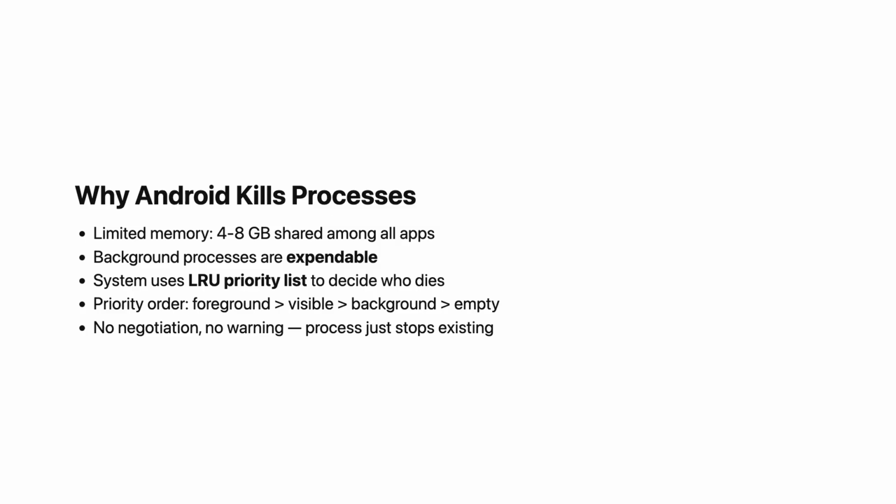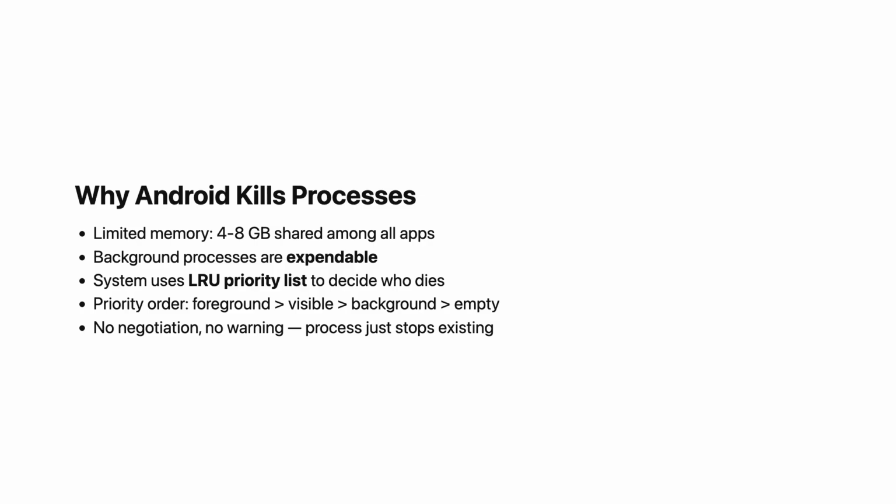The system decides which processes to kill based on priority. Foreground apps, the one the user is looking at, have the highest priority and are killed last. Visible apps, like one behind a transparent dialog, are next. Background apps, ones the user has navigated away from, are low priority. Empty processes, ones with no active components, are the first to go. This is called the LRU process list, and the system works through it from lowest priority to highest when it needs memory.